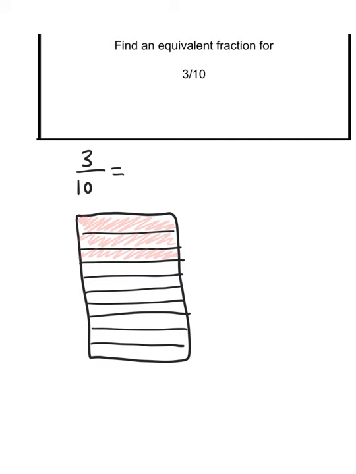So I'm going to take my 3/10 and cut each of these tenths in half. So now I have 2 pieces where before I only had 1. So I'm effectively multiplying both my numerator and my denominator times 2. And that gives me a total of 6 out of 20. So 6 out of 20 is equivalent to 3 out of 10.